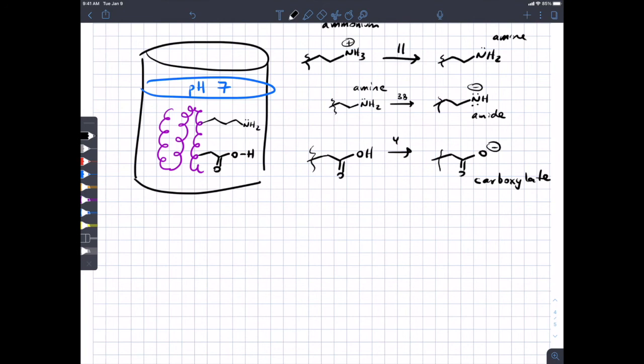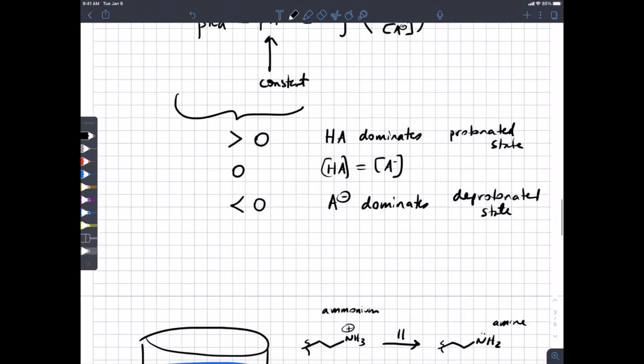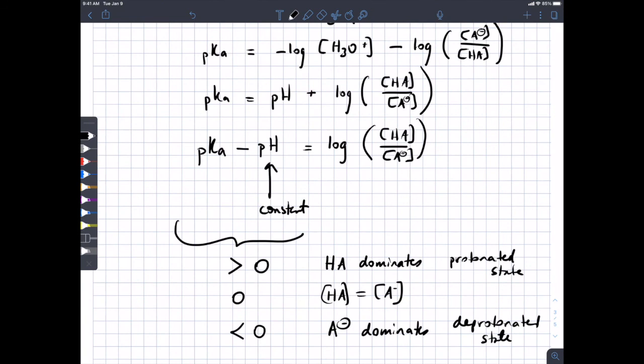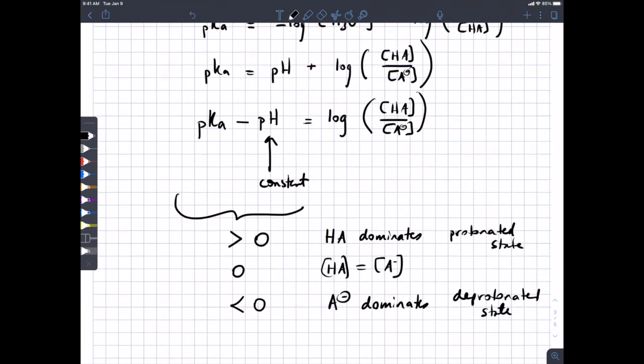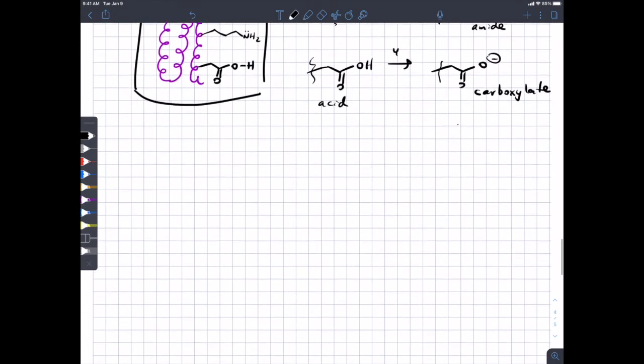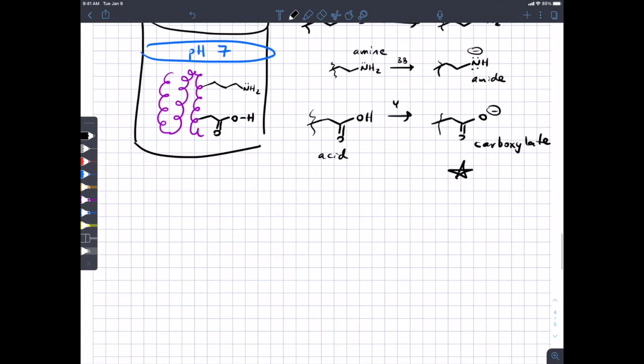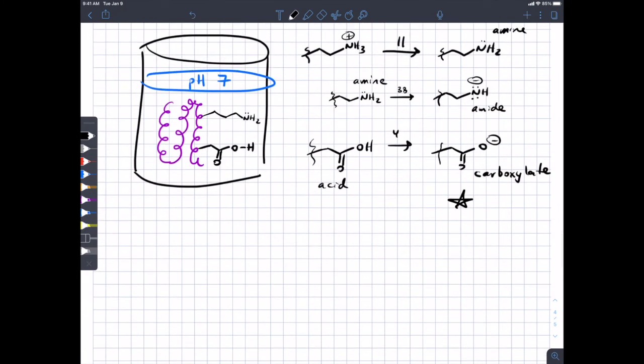At pH 7, which form should dominate, acid or carboxylate? Go back up to the equation. Four minus seven is a negative number. Therefore, the conjugate base form dominates, and yes, at physiological pH, that carboxylate should be negatively charged, just like at physiological pH, the amino group should be NH3+. Okay?